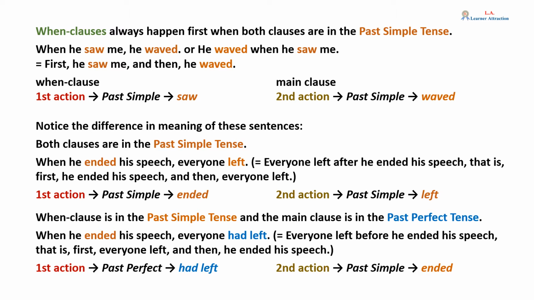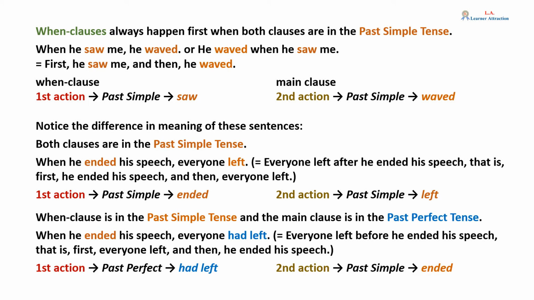Notice the difference in meaning of these sentences. Both clauses are in the past simple tense. When he ended his speech, everyone left. Means, everyone left after he ended his speech. That is, first he ended his speech, and then everyone left. First action, past simple, ended. Second action, past simple, left.